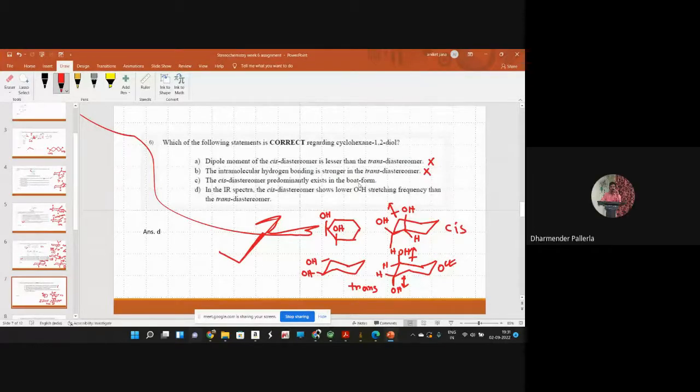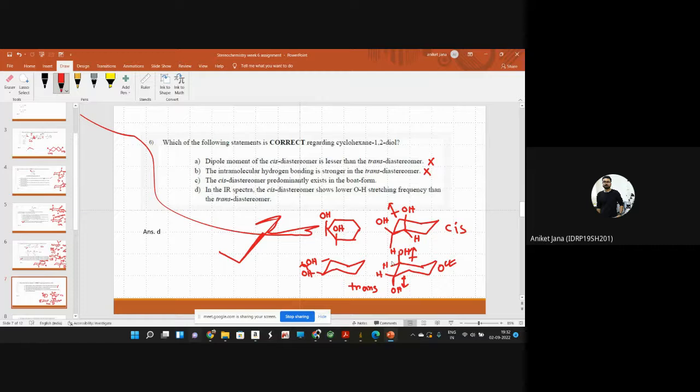And sir, one doubt, sir. Yes. Sir, in the trans isomer, if two OH groups are in equatorial position, there is a possibility of hydrogen bonding, sir. There is a possibility of hydrogen bonding, but due to the dipole-dipole repulsion, as you can see, the dihedral angle here is 60 degrees. So there is a strong dipole repulsion. So in equilibrium, they don't stay in the di-equatorial form. Sir, I'm not satisfied, sir.